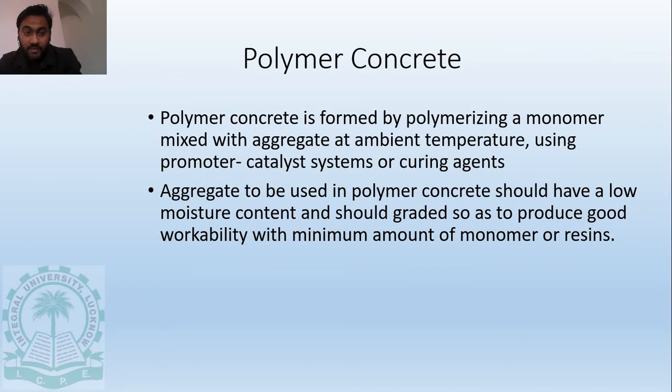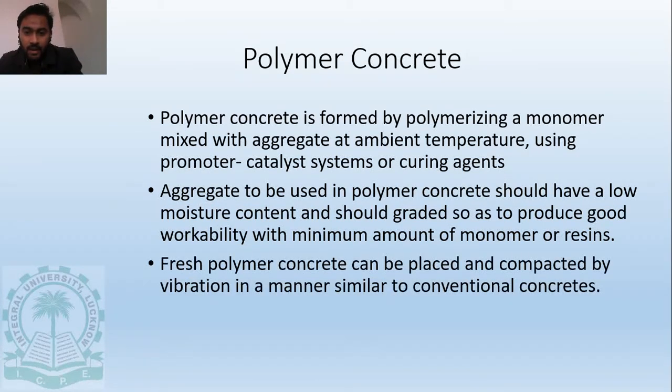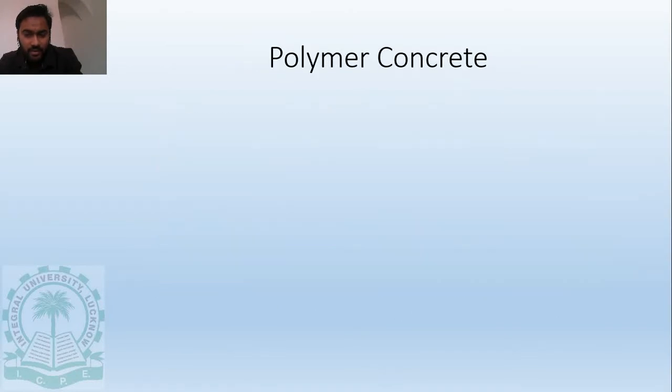So one of the conditions is that the moisture content of the aggregate used in such concrete should be low, and it should have a proper gradation. Okay, the size should be proper. So the fresh polymer concrete can be compacted as we compact the conventional concrete.